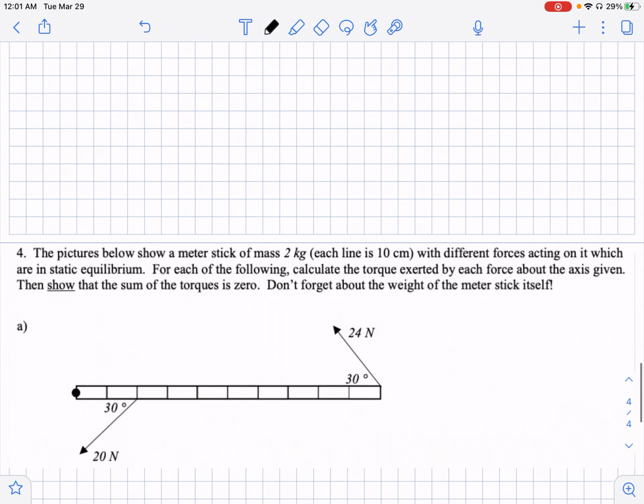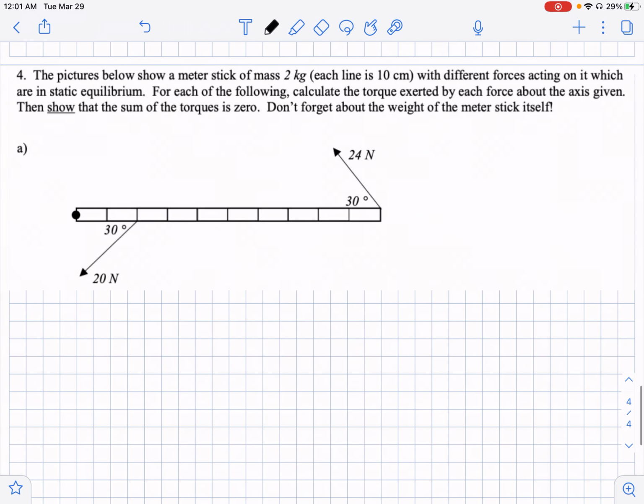Let's go ahead and go to this last example here. Now we have some forces that are at angles. We have one over here on the left. It's 24 newtons at a 30-degree angle. We have another one, 20 newtons, that's at a 30-degree angle. And we're going to show that the sum is equal to 0.